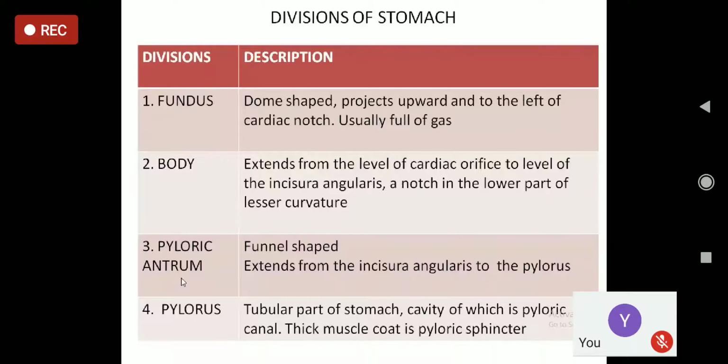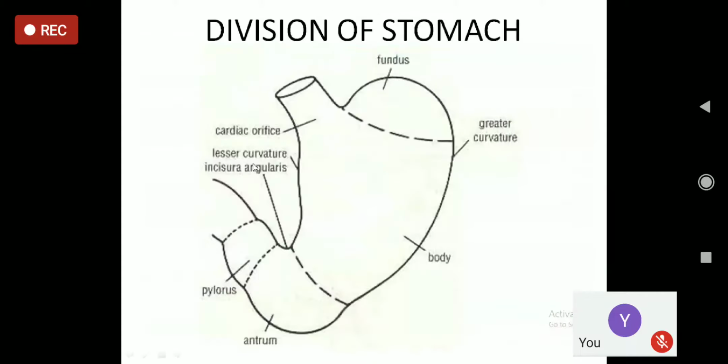It consists of fundus, which is more clear from this diagram. It consists of fundus above the line from the cardiac orifice. This is fundus, and between the line from the cardiac orifice to incisura angularis, this is body, and the remaining part of the stomach is pylorus, which is further divided into pyloric antrum and pyloric canal. I hope you are clear now.